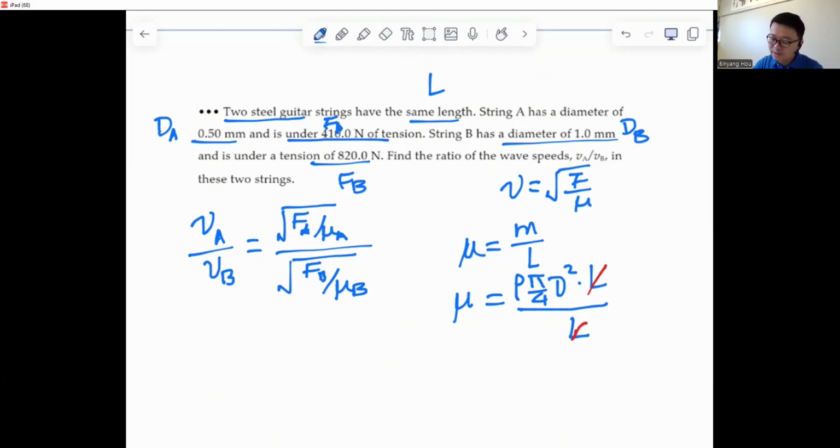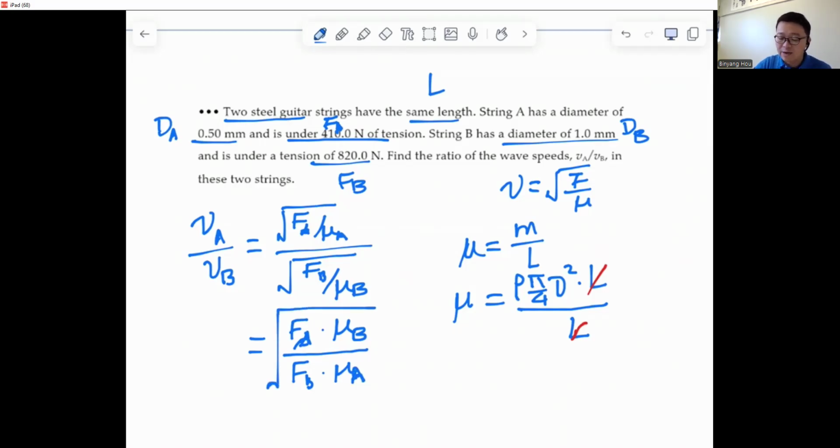So in that case, this is then equal to, actually, we'll do just FA times mu B first, because mu B is in the denominator, so we'll flip. And then on the bottom, we should have FB times mu of A, because mu A was the denominator in the numerator. So it's square root of that. For FA over FB, that's 410 over 802. So no worries there.